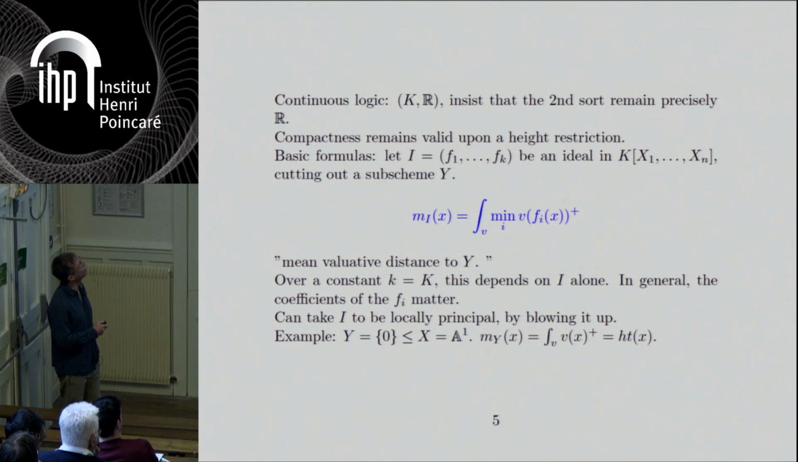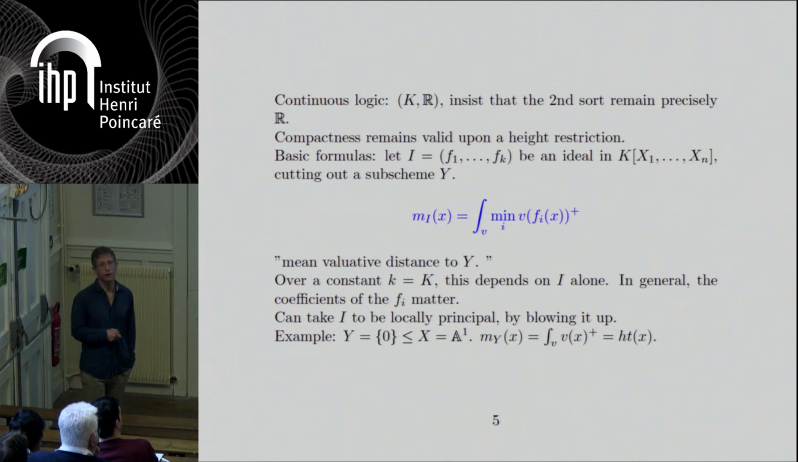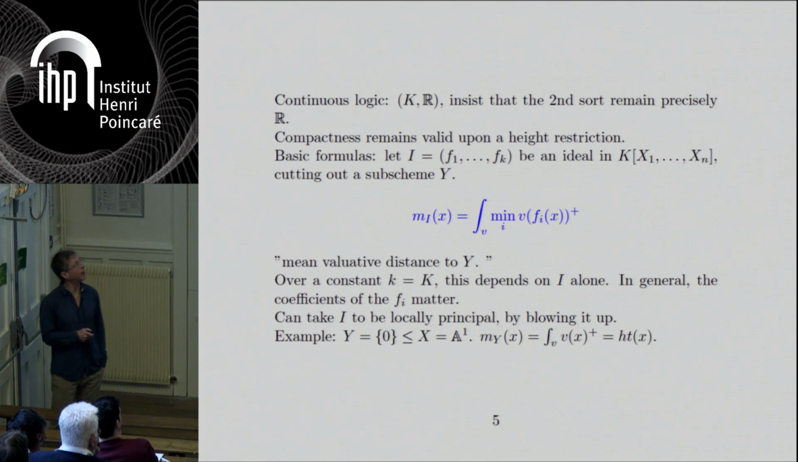So the example I took is the following. Suppose you take affine n-space. So algebraically, you have polynomials in n variables. And you have some subvariety of that, Y, and Y is going to be cut out by k polynomials. So locally, if you just look at the expression here, for a given valuation, this is somehow a reasonable measure of the distance to this subvariety.